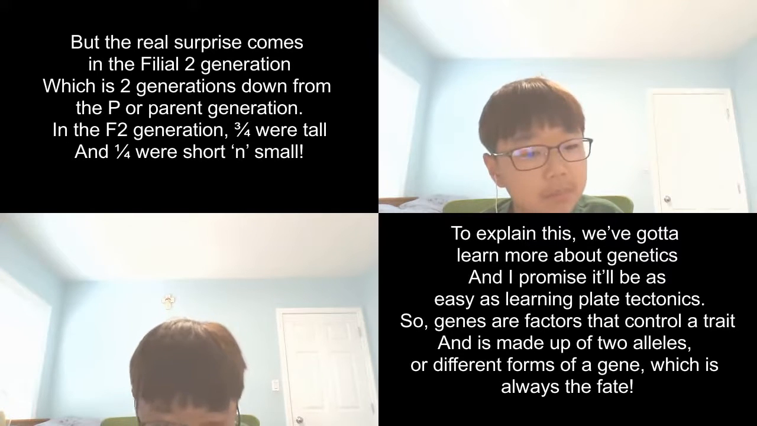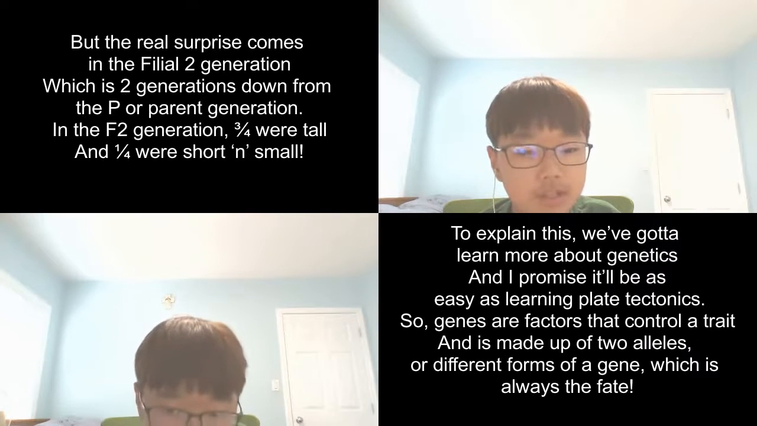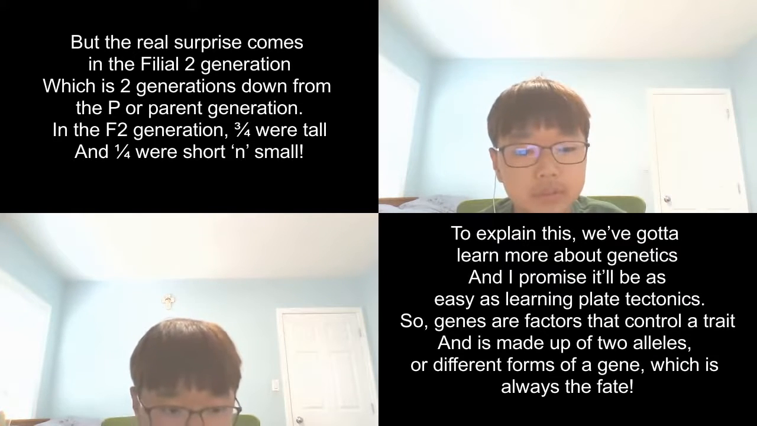The real surprise comes in the Filial 2 generation, which is two generations down from the parent generation. In the F2 generation, 3/4 were tall and 1/4 were short and small. To explain this, we gotta learn more about genetics, and I promise it'll be as easy as learning plate tectonics.